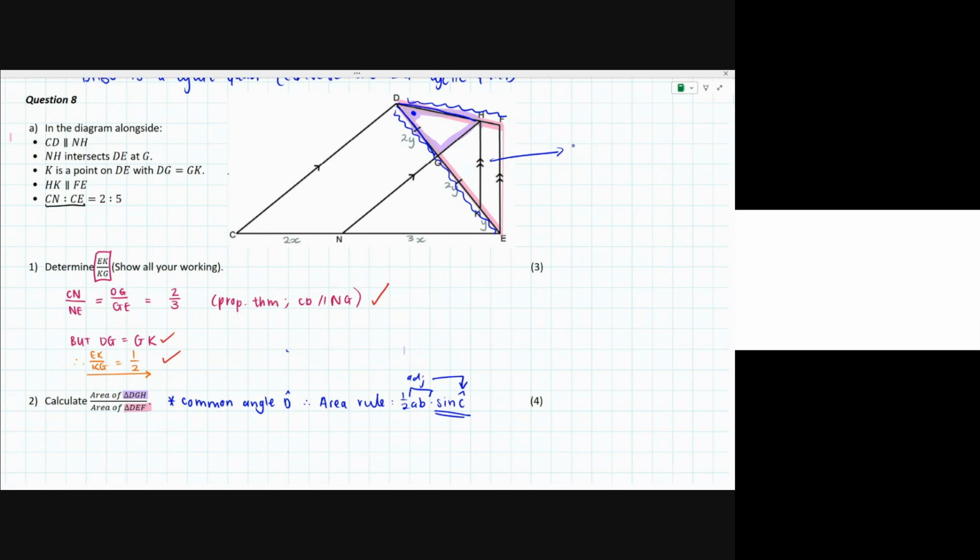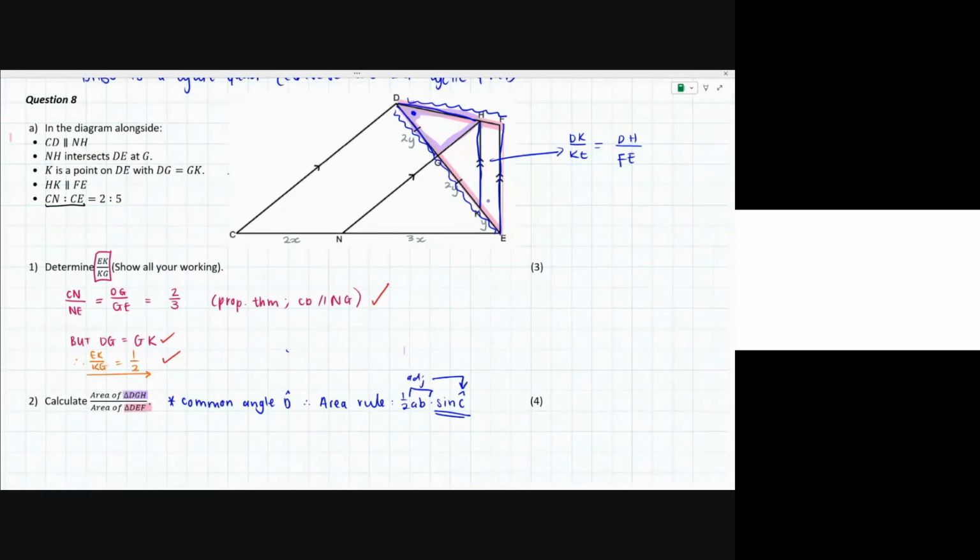So I can say DK to KE. So DK is this side length over here, and KE, this one over here. It's getting a bit overwhelming, so let's just get rid of that. Is equal to, and now use your other set of parallel lines, the HK and the FE. So that's equal to DH over DF.